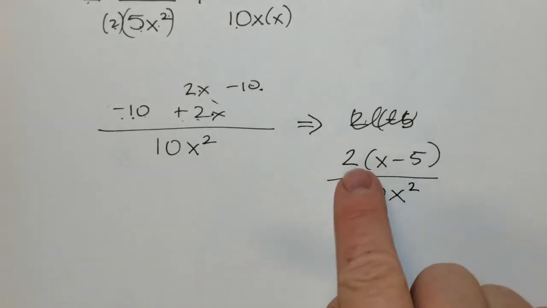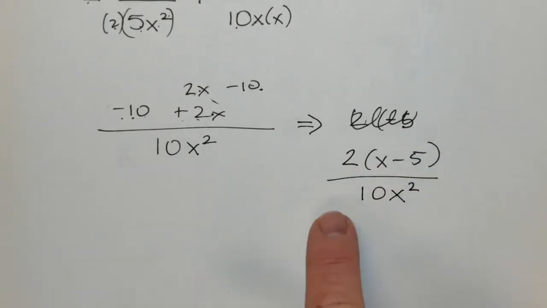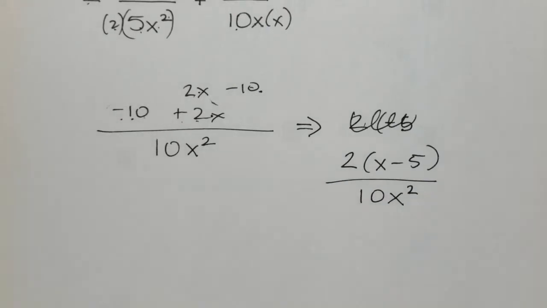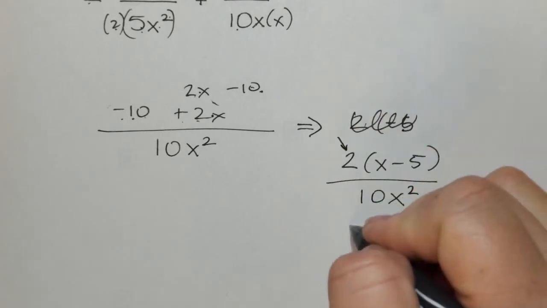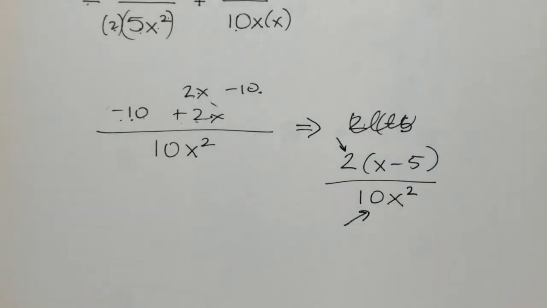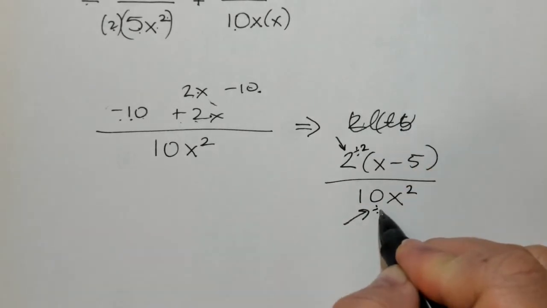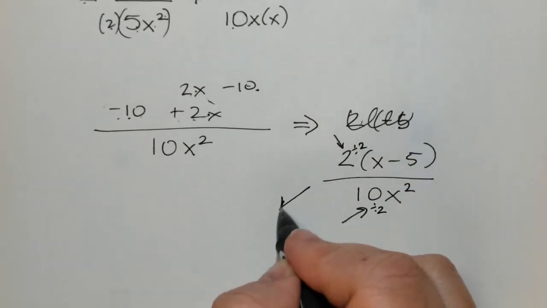So here's what I have on top. Here's what I have on the bottom. Numerator and denominator. Can we go any further? We sure can. 2 and 10 I'm able to reduce. 2 divides into itself once, 10 divides into 5 times. So I can go a little bit further here.